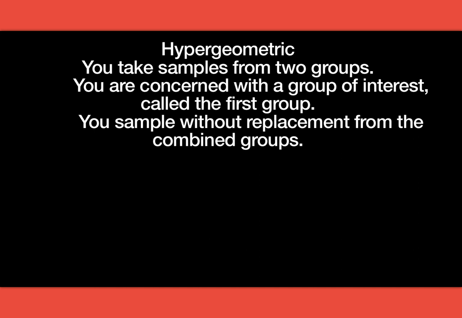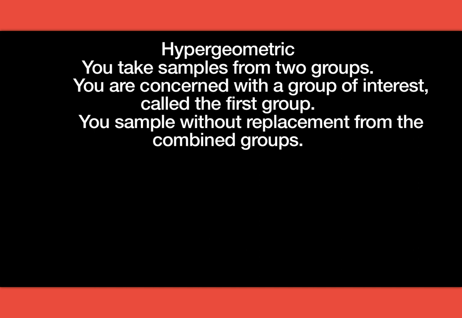You're concerned with the group of interest, which the book calls the first group. It doesn't matter what you call it. The group of interest that we had, we wanted to find the likelihood of having two males. So males was my group of interest. And then the sampling is done without replacement. Since it's without replacement, the probability changes every step. So again, binomial, probability stays the same. Geometric, probability stays the same. Hypergeometric, probability changes because we do it without replacement.